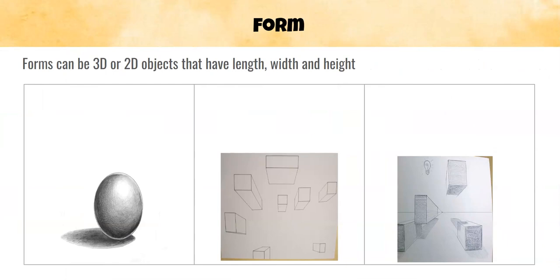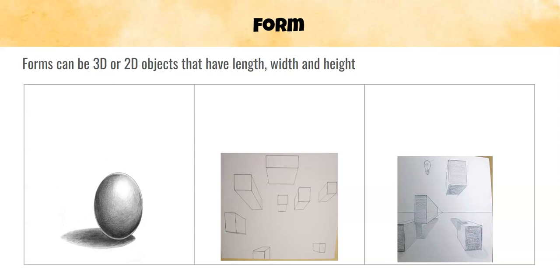Okay, so we have three different versions of form. A form is an object that has length, width, and height. It can be three-dimensional or two-dimensional. So if I have an actual soda can, it has a length, a width, and a height that I can measure in real space around me. If I have a picture of a soda can, it still has a length, width, and height. I'm just using illusions to show you that on a piece of paper.